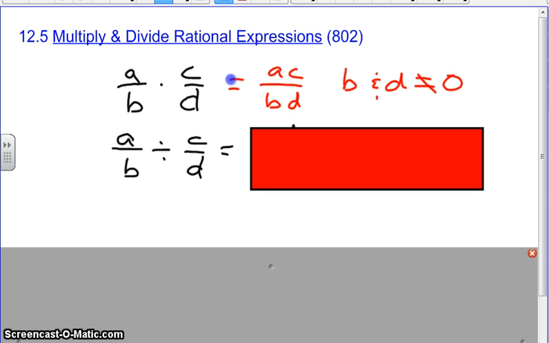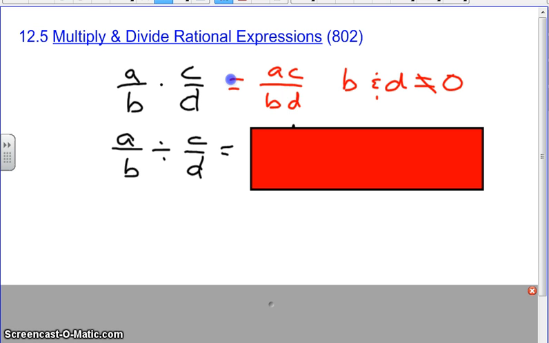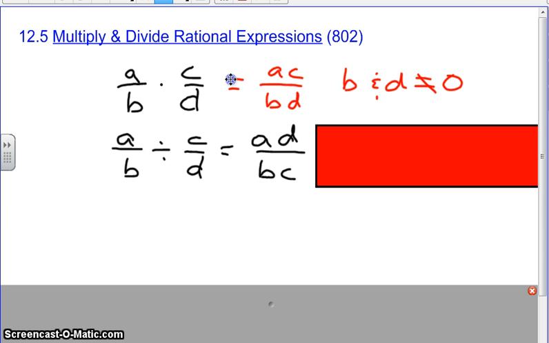How about with our division? When you have A over B divided by C over D, now what do you have? Really? Kyle? Good job. So he is multiplying by the reciprocal. Now, this is an interesting question. Which of the variables may not equal 0?